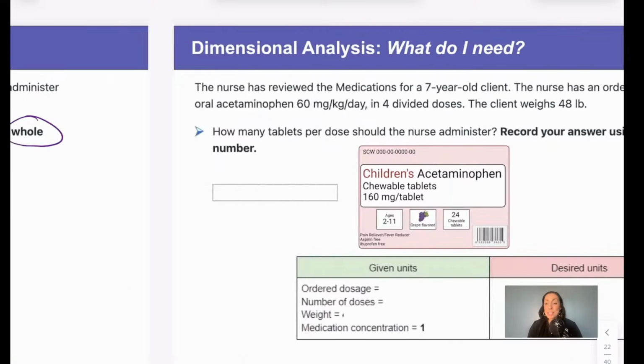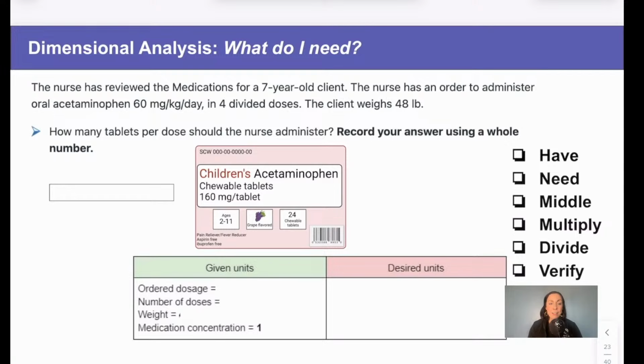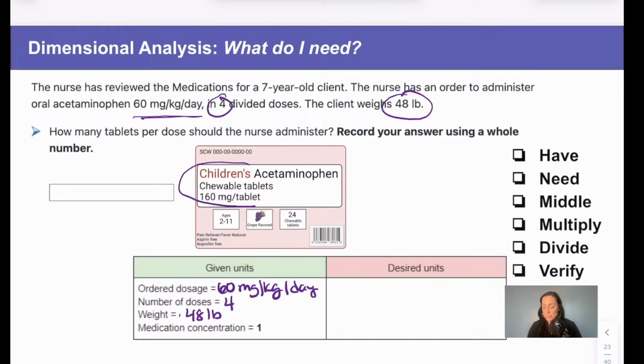Okay, so let's first take a look and find everything that we have, our knowns, our unknown. What are we looking for? So let's first look at what our given units are. So our ordered dose we see right here is this 60 milligrams per kilogram per day. And then our number of doses is given to us here. We have 4 divided doses. And then our weight is 48 pounds. And then our medication concentration, which we can see right here on this med label.